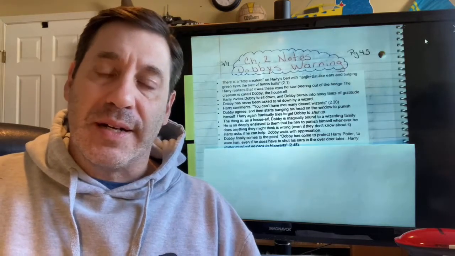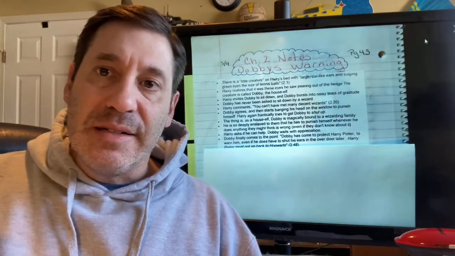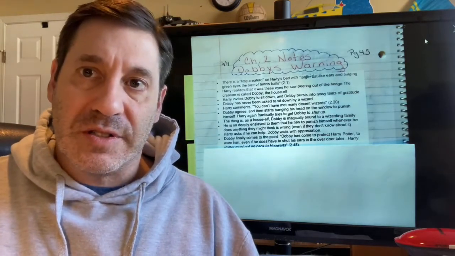So here we know very clearly what Dobby's warning is. So it would be very important in notes. We would want to stop and make sure that we write down this is Dobby's warning. Dobby is there to warn Harry not to go back to Hogwarts.